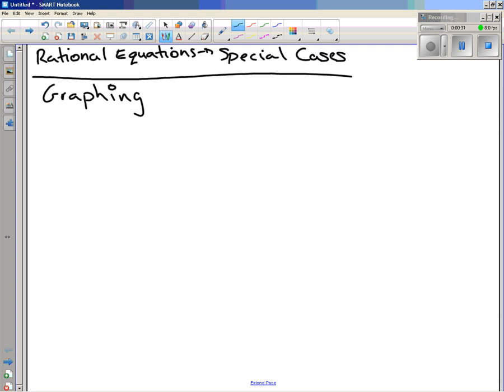So our first special case is when we get holes in the graph. Okay, so it could be referred to as holes in the graph. It could be referred to as gaps in the graph. Either way, we got a little something there we have to kind of account for. And when that happens is when our denominator is going to cancel out.